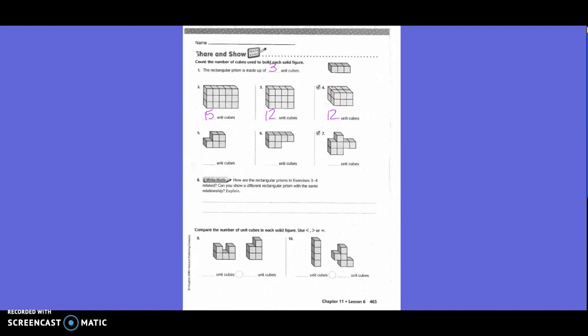Next one, how many? 5. Next one. 6. Next one. 7. Number 8. How are the rectangular prisms in exercise 3 through 4 related? Can you show a different rectangular prism with the same relationship? So we can still show another one with 12, right? So they're similar.